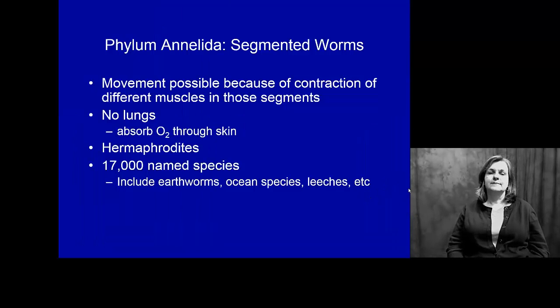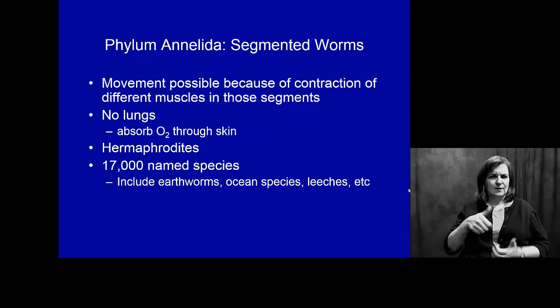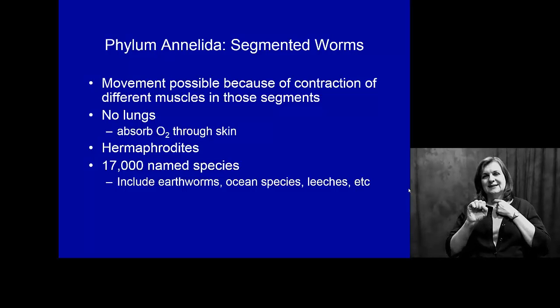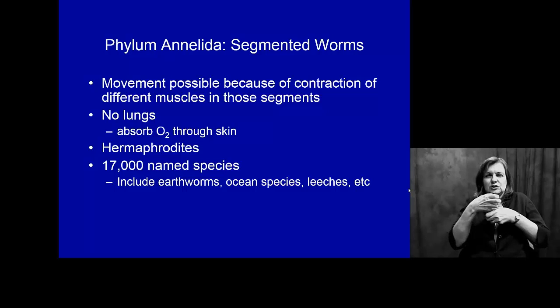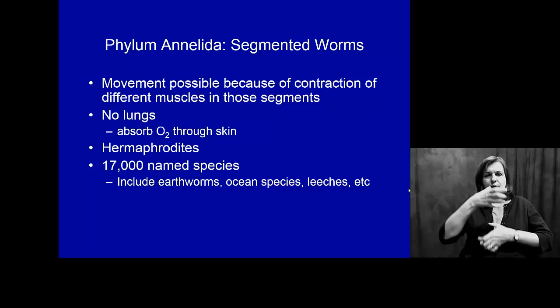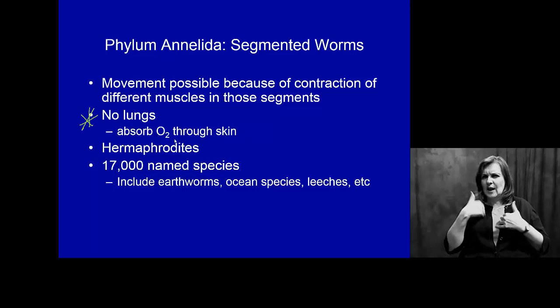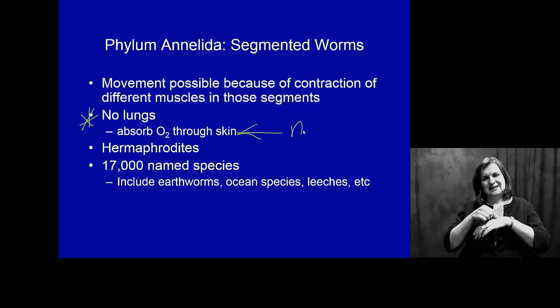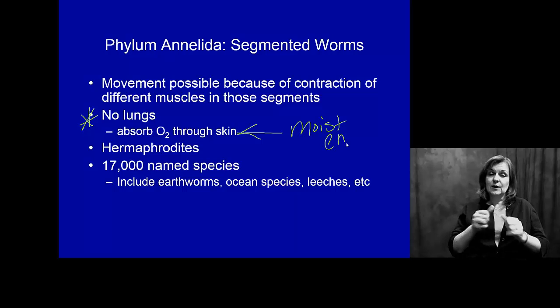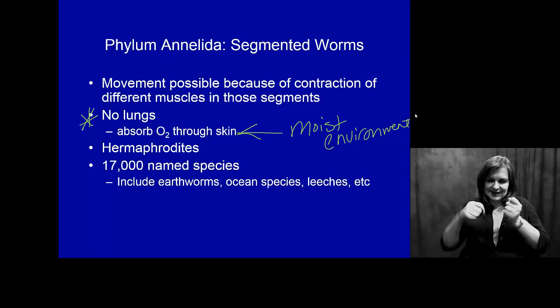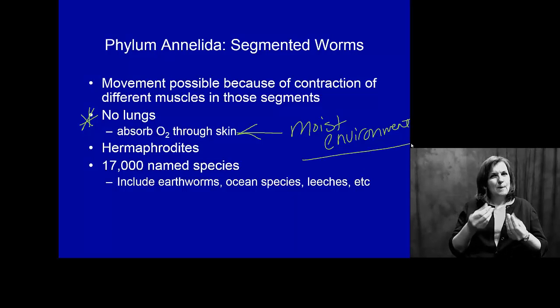So the deal with the segmented worms. Lots of muscle groups now. They actually move much like your esophagus moves. They contract and relax both around and lengthwise so they can actually get moved through the soil. They still don't have any lungs. This is all right. They've got thin skin, but they do have to stay in a moist environment. So even your earthworms that we'd find outside if you started digging in the soil need to stay relatively moist so that they can absorb that oxygen through their skin.